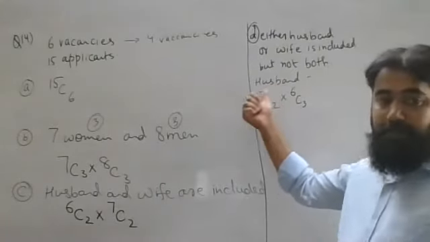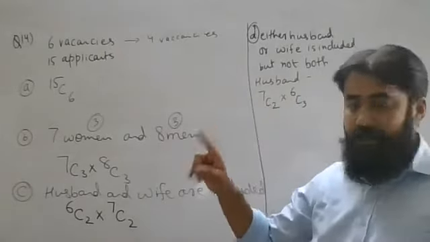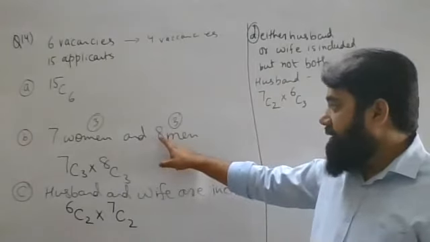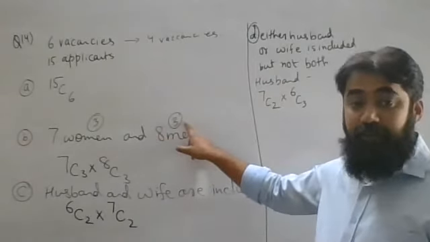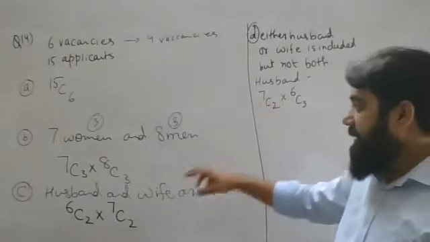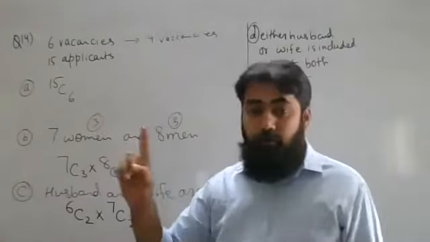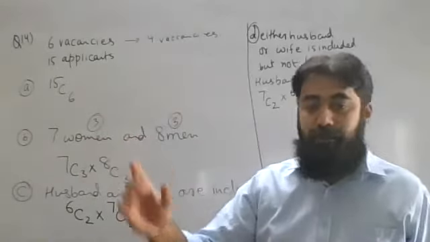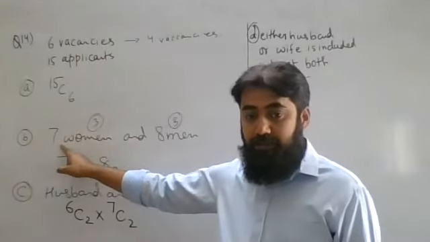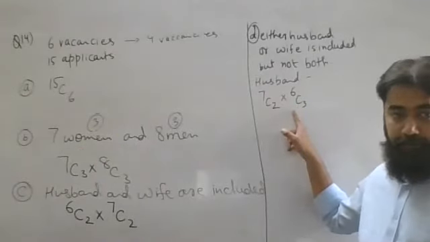What I have done? First of all, I have taken husband as my option. So husband is selected, so out of 8 men, 1 is already selected and 1 vacancy is already filled. So I will have 7 men remaining, and 2 vacancies remaining. So 7C2. When husband is selected, wife will not be selected. It means 1 woman is out of option, but still 3 vacancies are there. So this will become 6C3. This I have written over here.